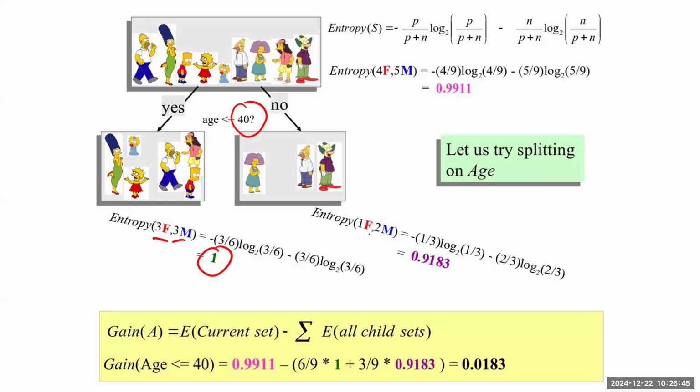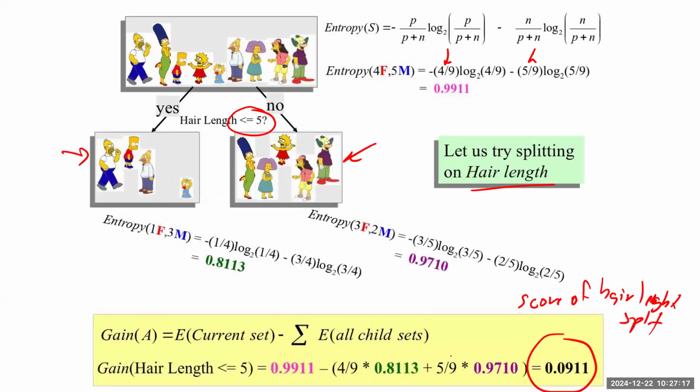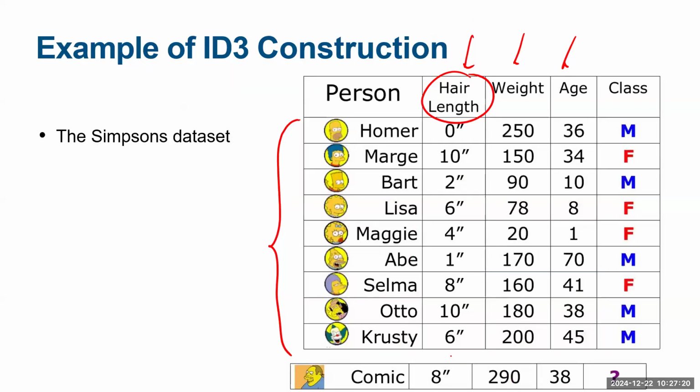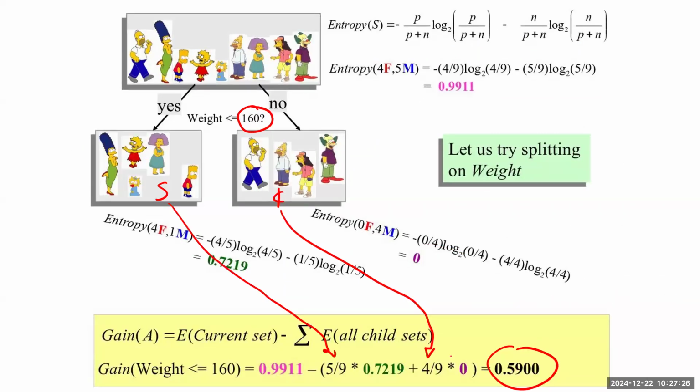And then on the right side, you have 1 female and 2 male, and then you have this entropy. So you have to compute the entropy of every group when you do the split. And then the information gain you have is 0.0183. So compare this to the hair length. Which one is better? The hair length is better, but the best one would be the weight, right? Because we try all three, all the attributes, and then we found the best one, which is the weight.